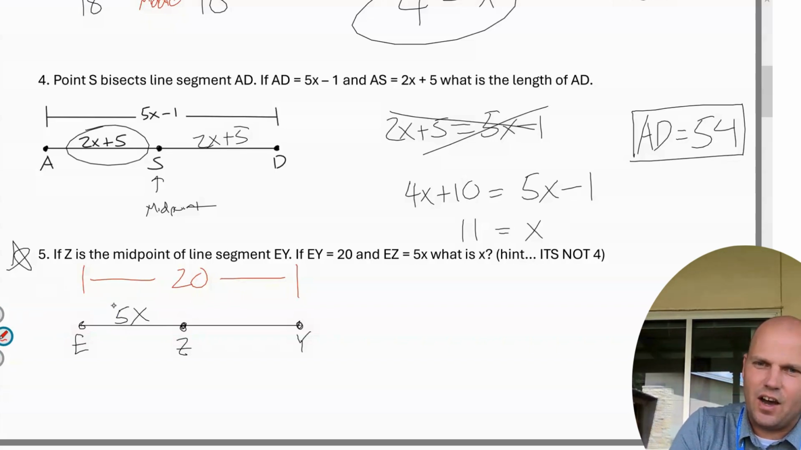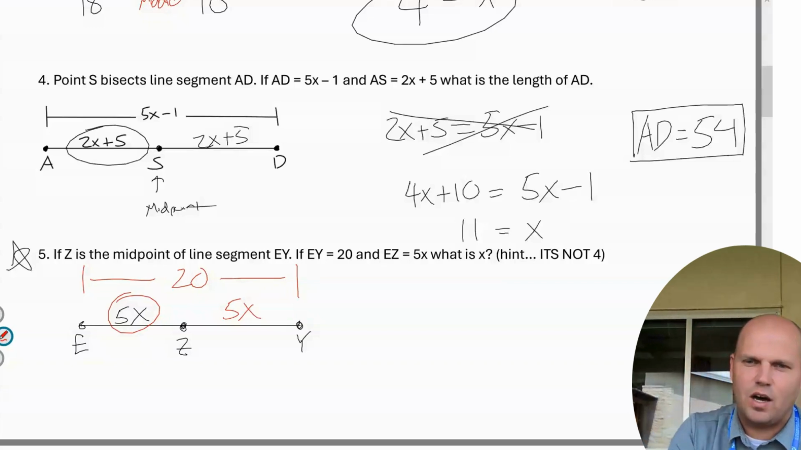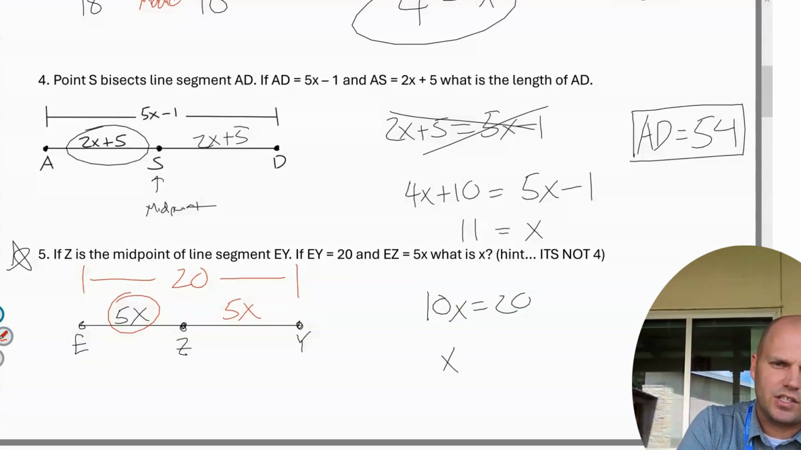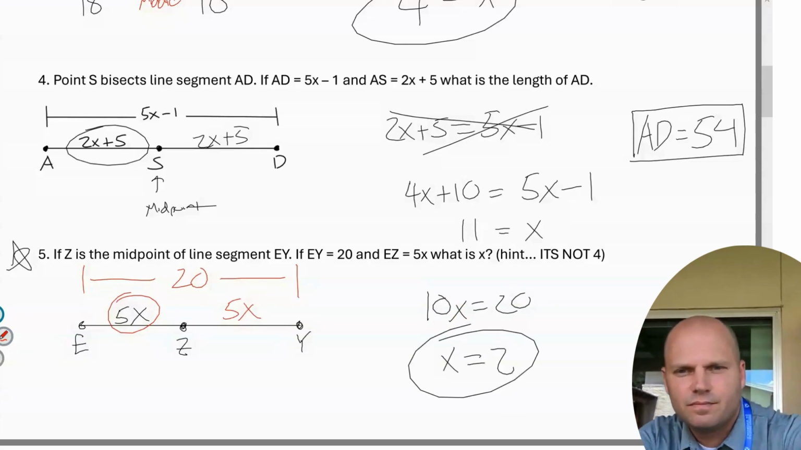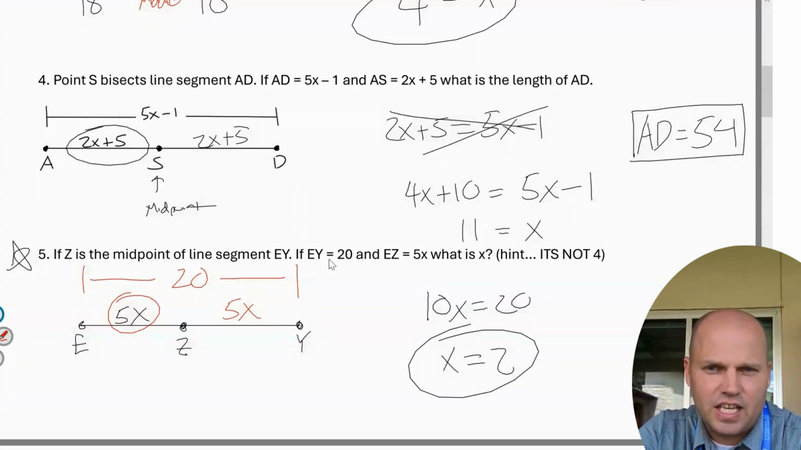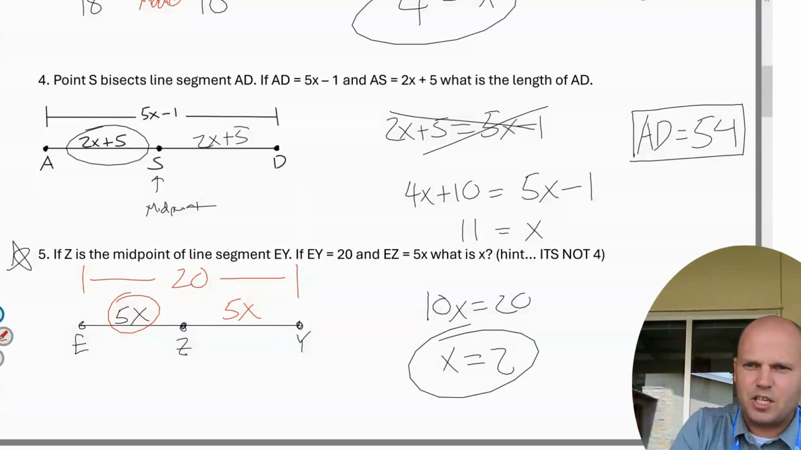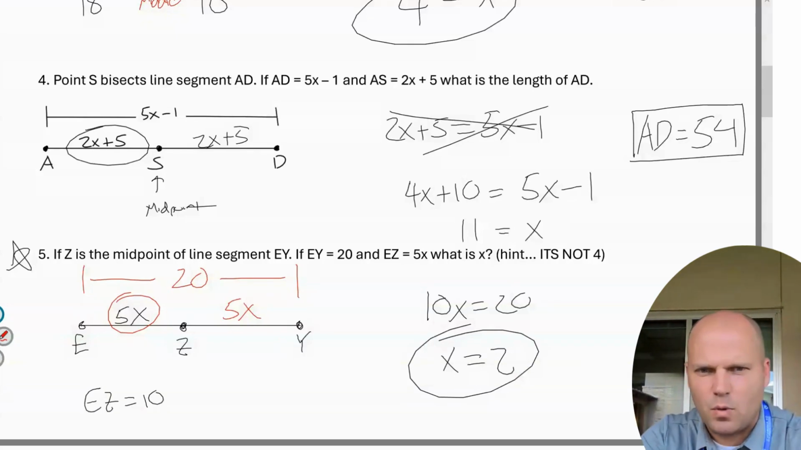Well, you're thinking, oh, this is 5x. This is only part of my segment. CY has to be 5x as well, giving you 10x has to equal 20. X is 2. You could have said since EY is 20, EZ must be 10. EZ is half of EY.